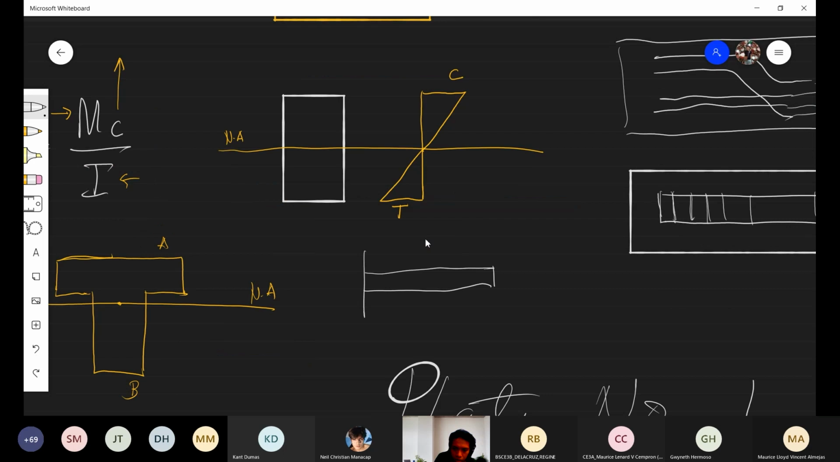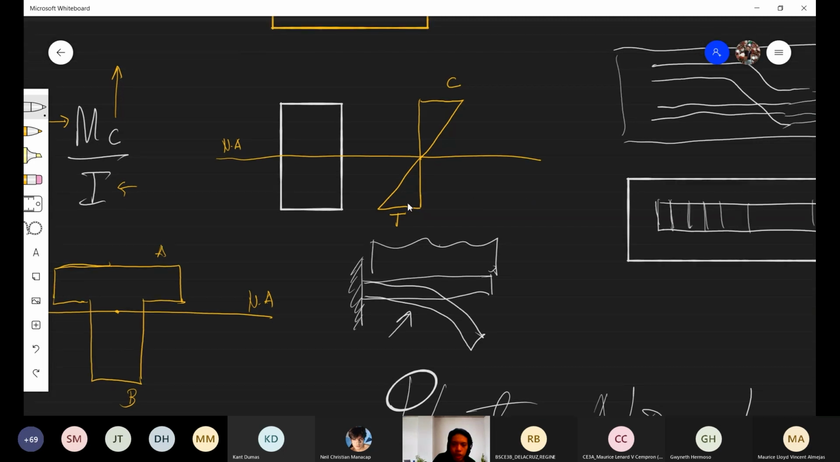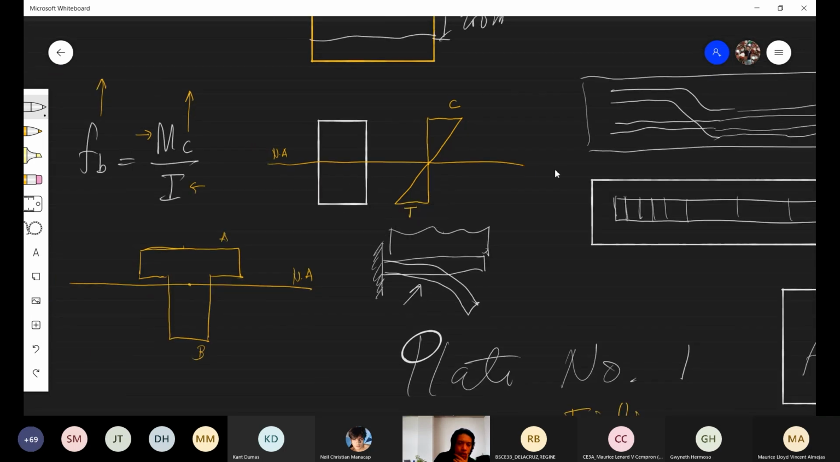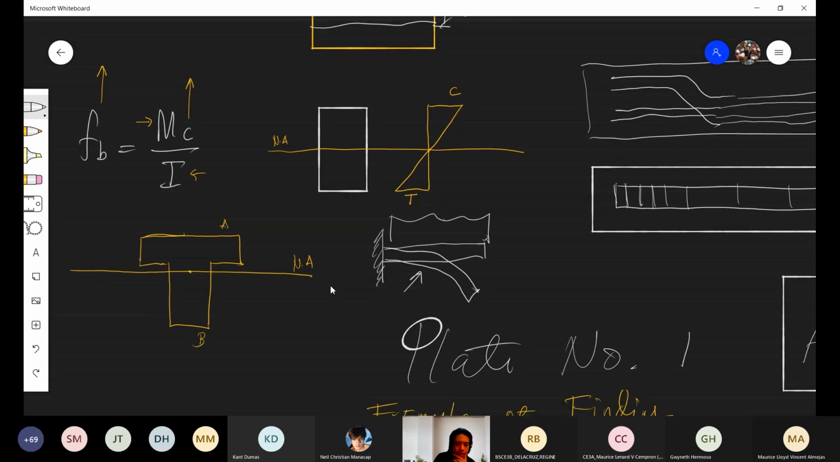So if the beam bends this way, the bottom is compressed and the top is in tension. So for this kind of beam, it is tension at the top and compression at the bottom. So this is not always the case. But always, tension and compression are on the opposite ends of the fiber, and zero at the neutral axis. So this is the stress diagram for the flexural bending stress.